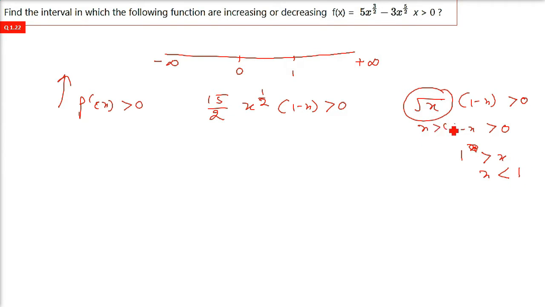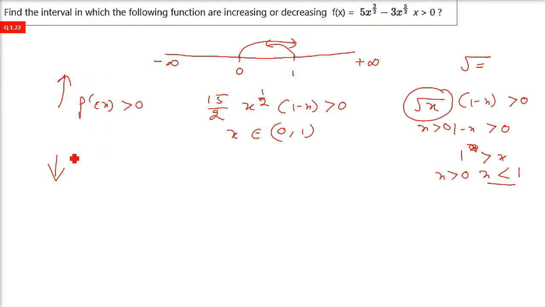Again, let me tell you, under root x cannot be negative or less than 0. Whichever thing is inside the under root, it should always be greater than 0. So x belongs to 0 comma 1, because x is greater than 0 and x is less than 1. That means the common interval is x between 0 and 1. This is f dash x greater than 0.